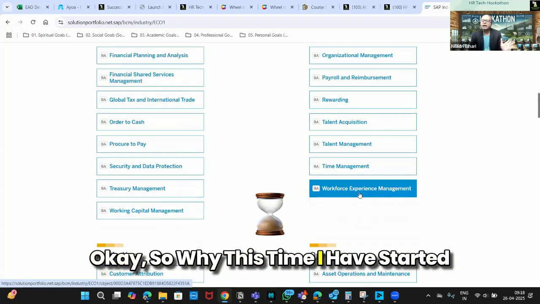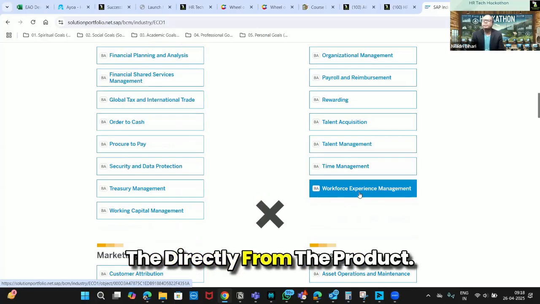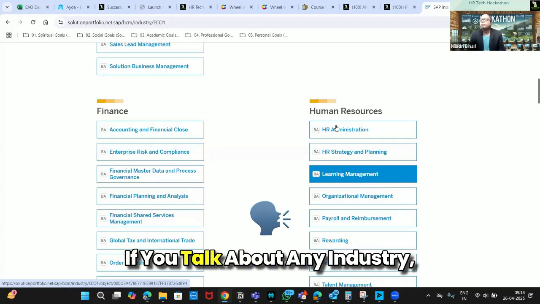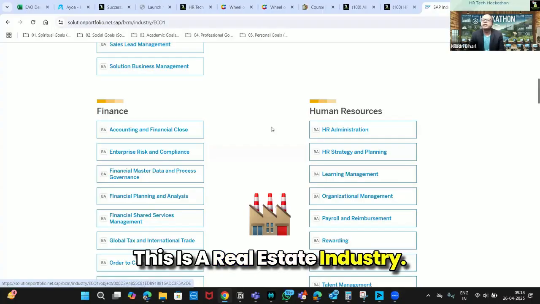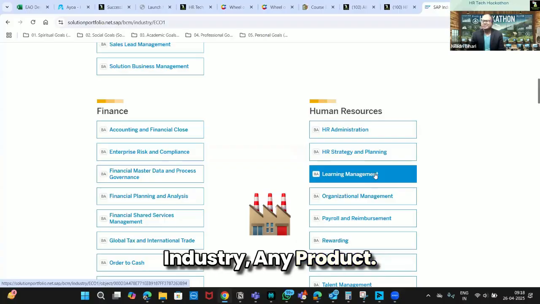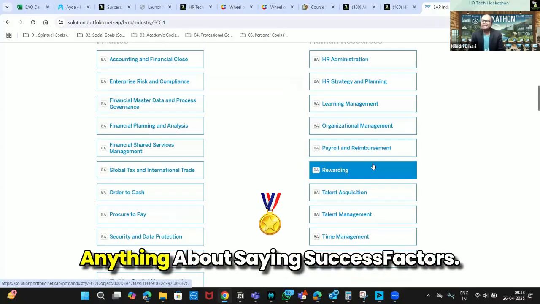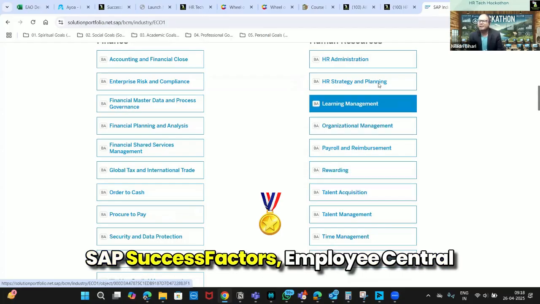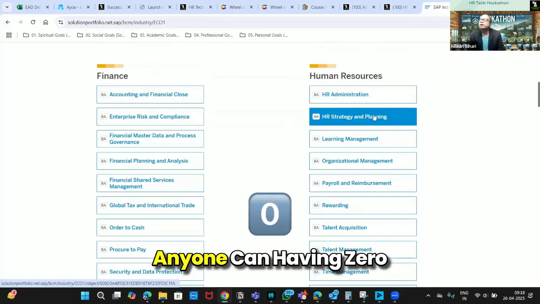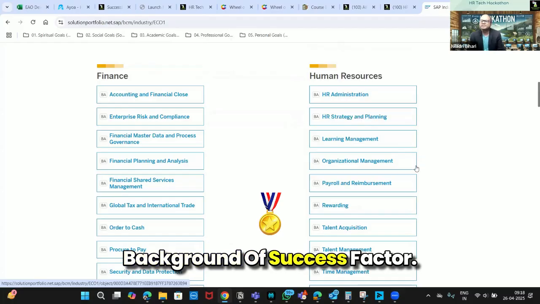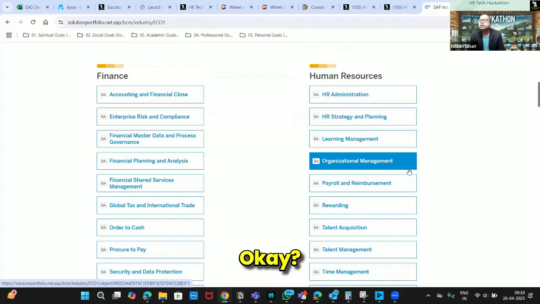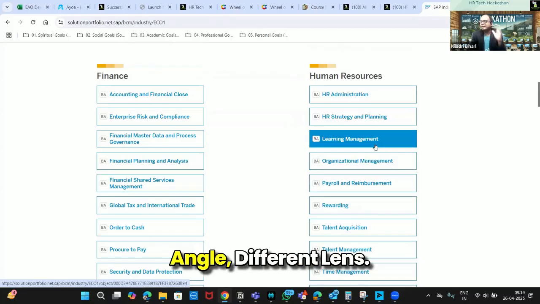Okay, so why this time have I started from here, not directly from the product? Because I wanted it to be agnostic of product. This is the real estate industry, I am giving an example, but it applies to any industry, any product. Here I am not talking about SAP SuccessFactors or Employee Central, nowhere is it mentioned. So it's very generic, so that anyone having zero background in SuccessFactors can start. Anyone can start from here. That is why I am having a different angle, a different lens.